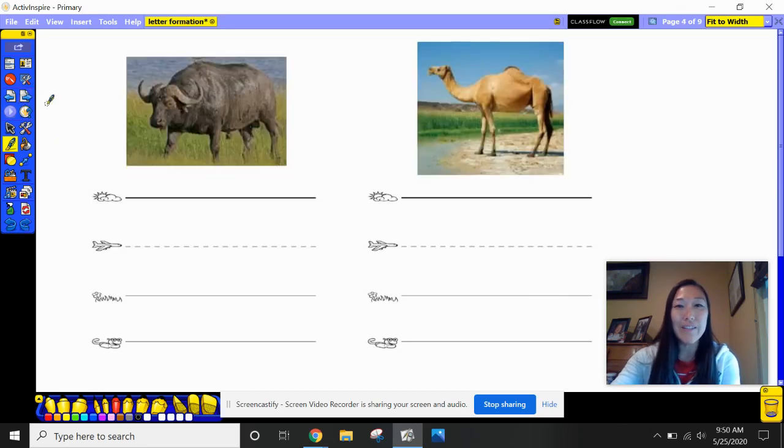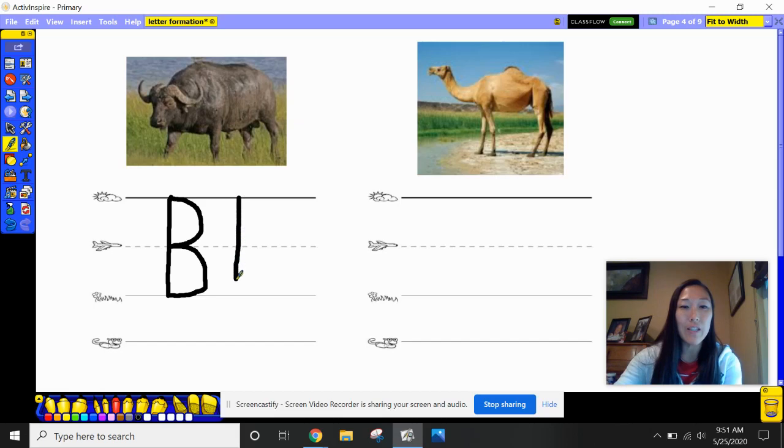Next animal is, can anyone guess what this is here? It's a buffalo. Buffalo starts with B. So let's write the uppercase B for buffalo. Start on the skyline, go down to the grass line, then go back up to the skyline. You're going to curve down to the plain line, and then curve down again to the grass line. B, bat, b. Now the lowercase b, start on the skyline, go down to the grass line, trace back up to the plain line, and curve forward and land on the grass line.